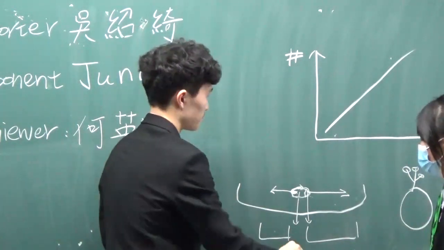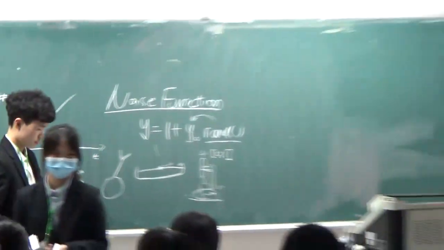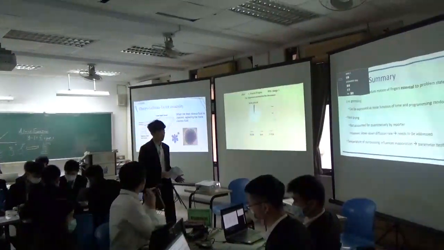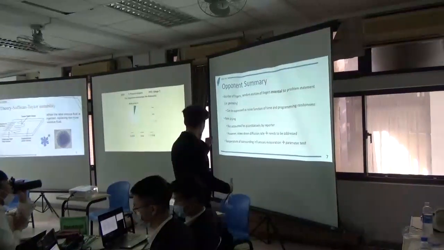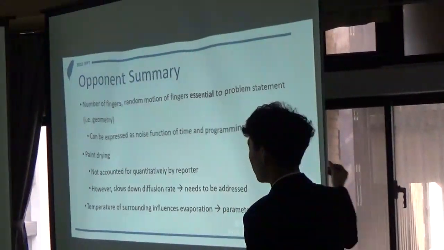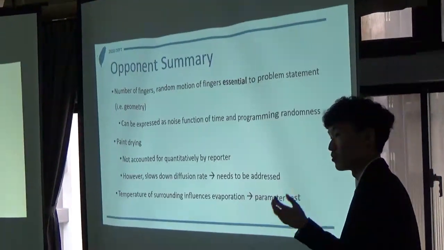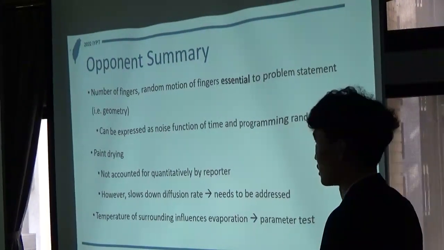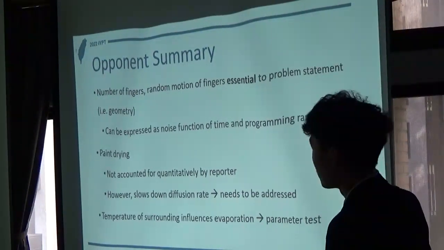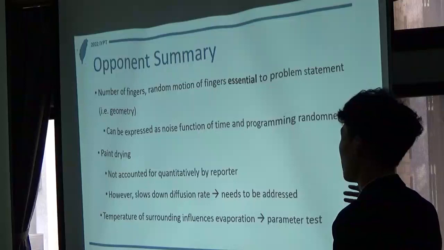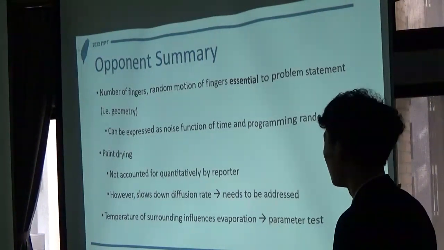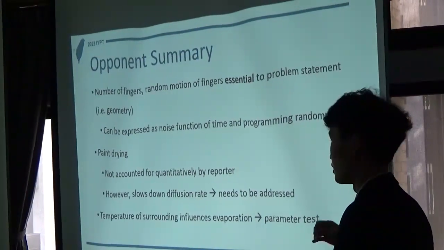Okay, finished. The opponent has 1 minute to summarize the discussion. To summarize our discussion, the reporter's presentation talked about the number of fingers, and we also talked about the random motion of fingers, which is essential to the problem statement, but they didn't have a graph showing how the number of fingers impacts the geometry. Also, they can express the noise function as a function of time using programming randomness, so they can make a simulation to show the randomness when the fingers spread.